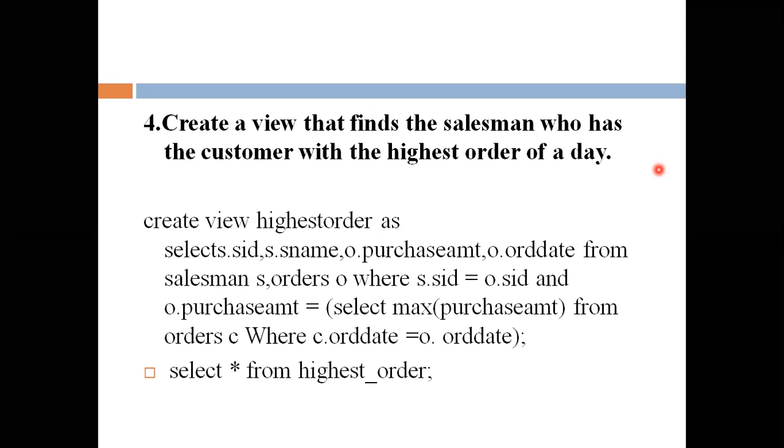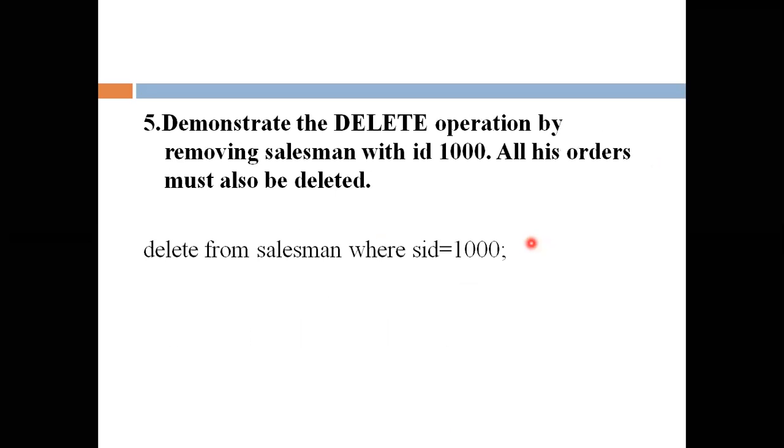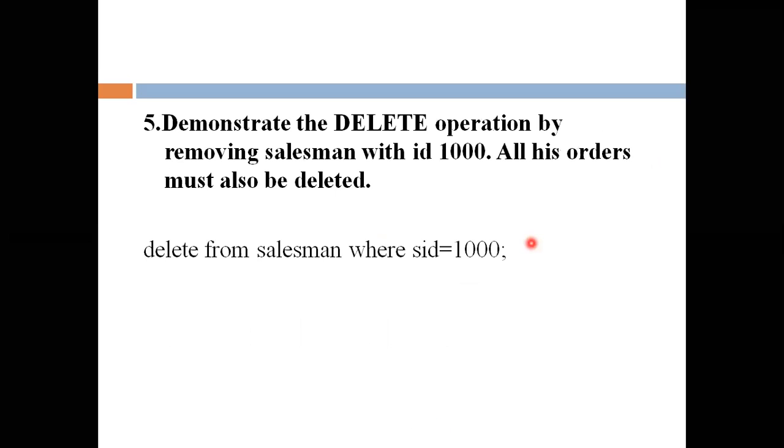Now let us move on to the last query: demonstrate the delete operation by removing the salesman with ID 1000. It is simple: delete from salesman where ID equal to 1000. So these are the five queries that we are going to cover in the salesman table, and complete today.